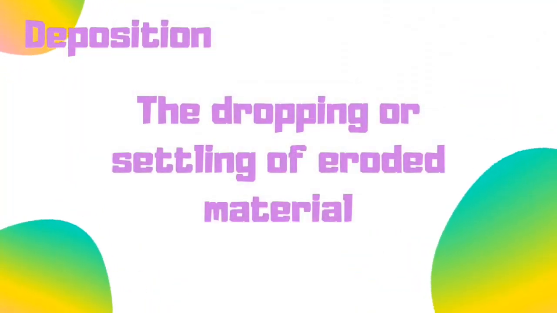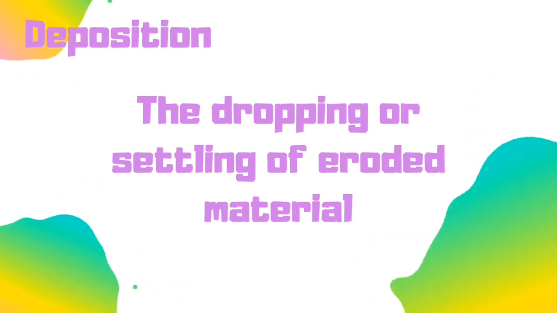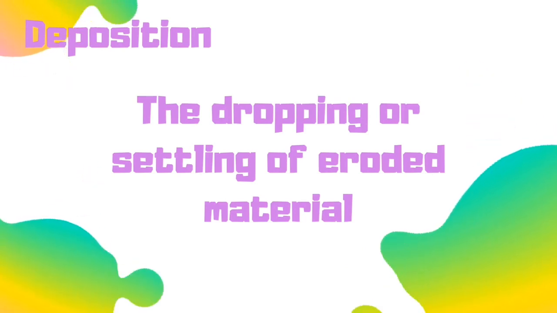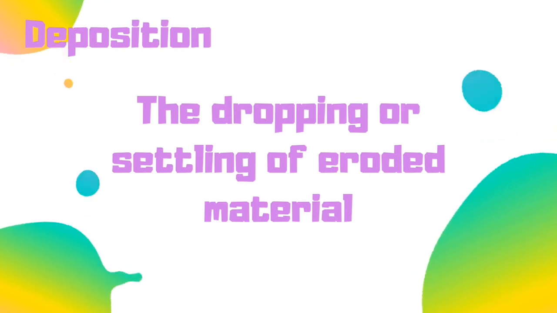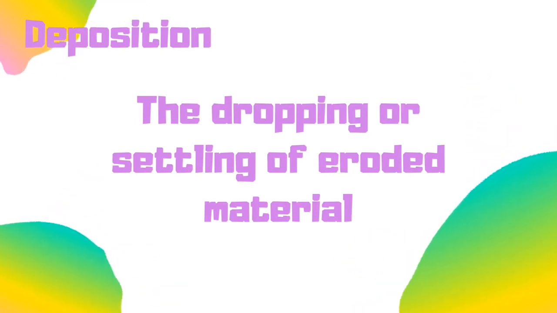So after a rock has been weathered and broken apart, and then erosion has carried it somewhere new, after all that has happened, deposition can occur. And deposition is the dropping or settling of eroded material. And you see this all the time. Lake Erie is a perfect example.